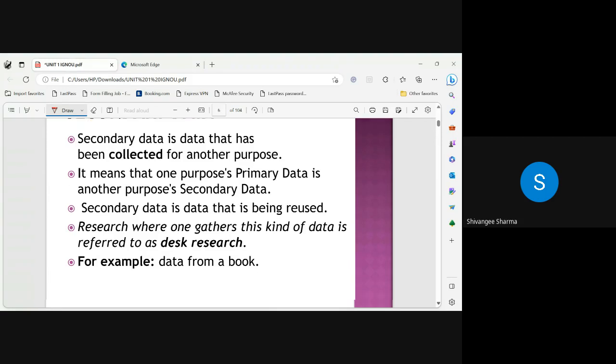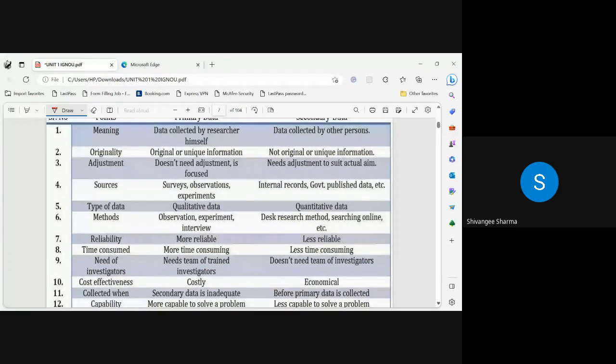So this is the basic difference between primary data and secondary data on the basis of their meaning, originality, adjustments. If we talk about meaning, then primary data is collected by the researcher himself, and secondary data is collected by other persons, not the researchers at the time. Yes, primary data is original, secondary is not original. Adjustment: primary data does not need any adjustment because it is already focused on the solution of the problem, but secondary data needs adjustment as per the actual problem or actual aim.